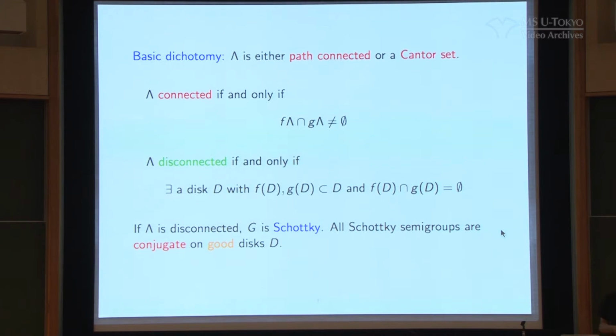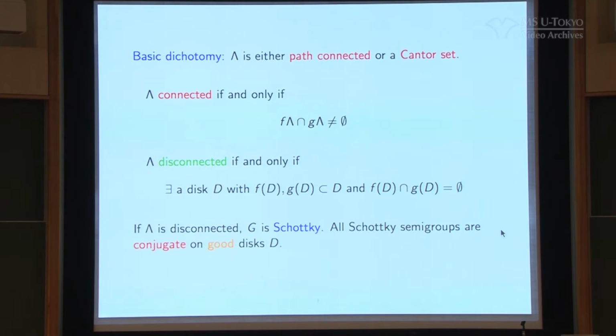And conversely, well, one way in which to see that you're going to be disconnected is just to find some set D containing your limit set, or some set D which contains f of D and g of D with the property that f of D and g of D are disjoint. Okay, because D is going to contain lambda, so f of D is going to contain f lambda, g of D is going to contain g lambda. If they're disjoint and compact, then lambda's disconnected. So that's one way to certify it. Turns out if and only if.